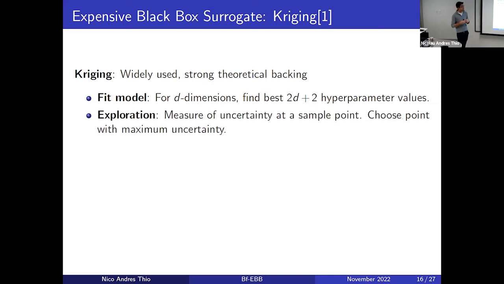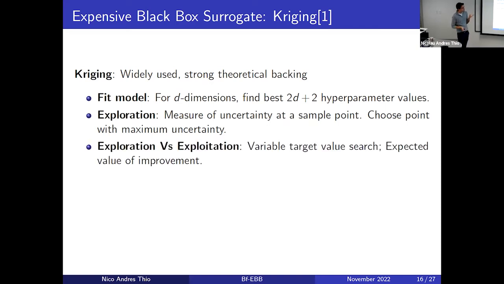It also has a very nice exploration method. So if your aim is to create an accurate model, kriging will tell you, based on the information I have, I'm uncertain of my model in this particular spot, so I want to sample there. So you can aim to create more accurate models by sampling where you have maximum uncertainty. You ask your model, where don't you know what's going on? It will tell you, and you sample there.